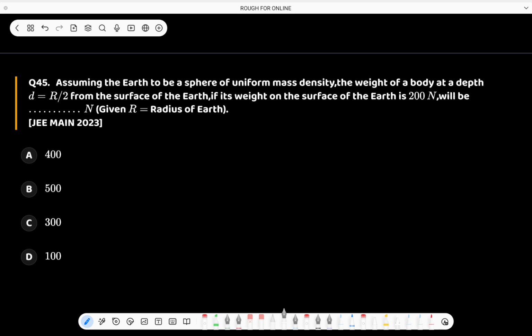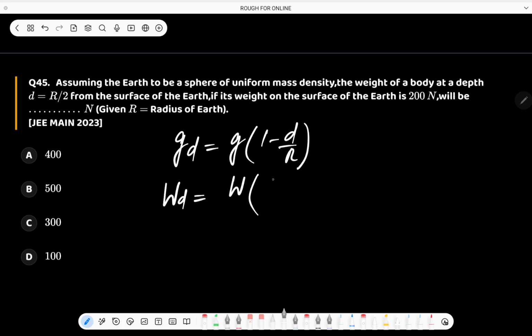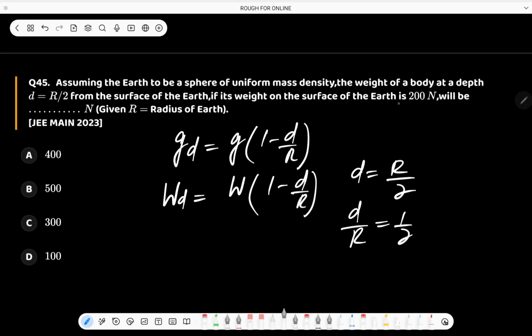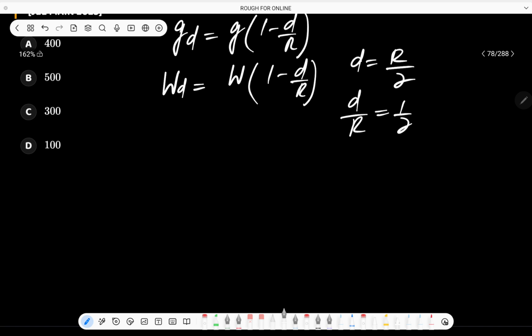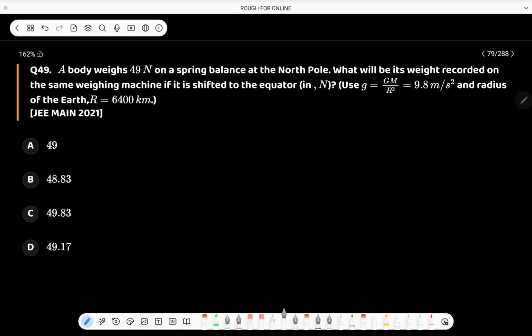Assuming that Earth is a sphere of uniform mass density, find the weight of a body at depth d equal to R by 2 from the Earth, if its weight on the surface of Earth is given. Again, what we'll have to use is that gd equals g into 1 minus d by R, which means instead of acceleration due to gravity, we can write down the weight as well. Wd equal to W into 1 minus d by R. d is given, that's equal to R by 2, which implies d by R is 1 by 2. So put it here, and W is given to you, that is 200. So easily this question can be done from here on.